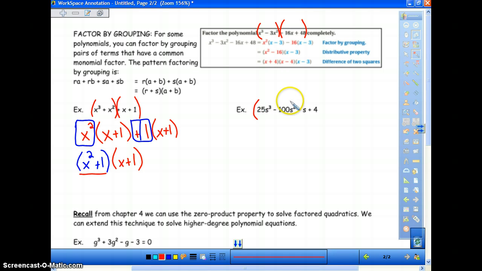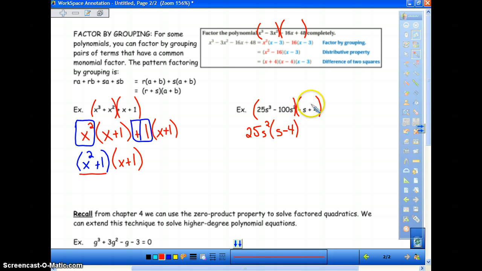We group these into two groups, and then we pull out common factors. So the common factor of this first one, 25s to the third minus 100s squared, is not only s squared, but it's also 25. So the 25s squared will be on the outside. We will be left with s minus 4 on the inside.